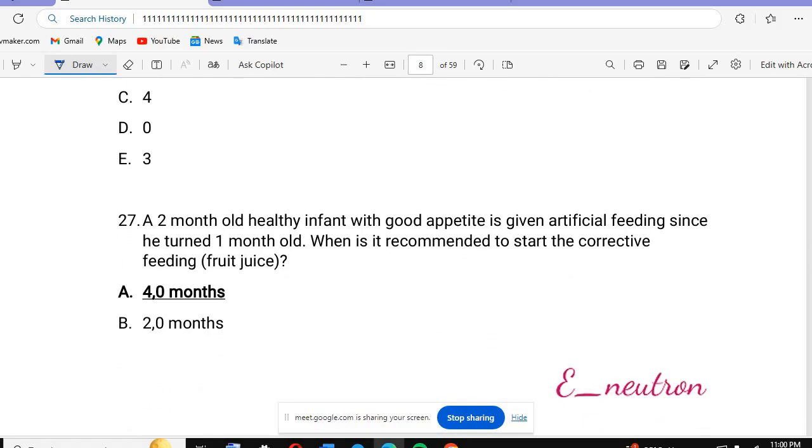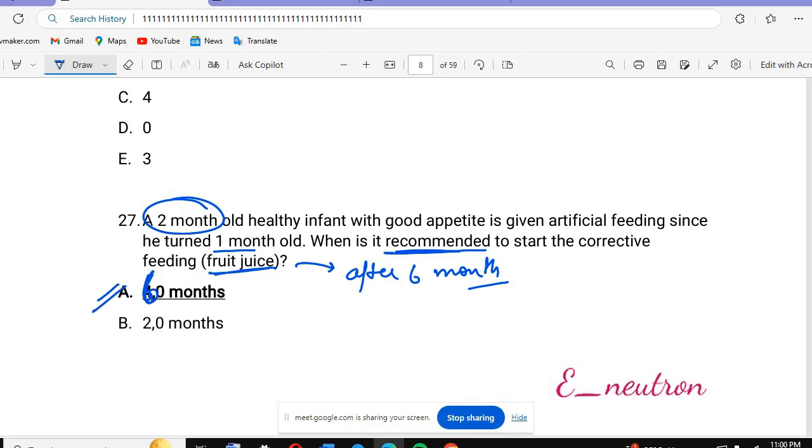A 2-month-old healthy infant with a good appetite is given artificial feeding since he turned 1 month old. When is it recommended to start the corrective feeding or the fruit juice? As a doctor, you will recommend it after 6 months. So that's why you will mention here the 6 months. So this is your answer.